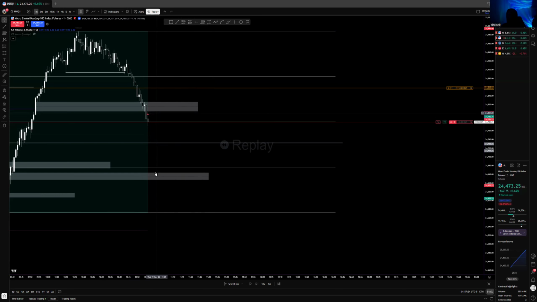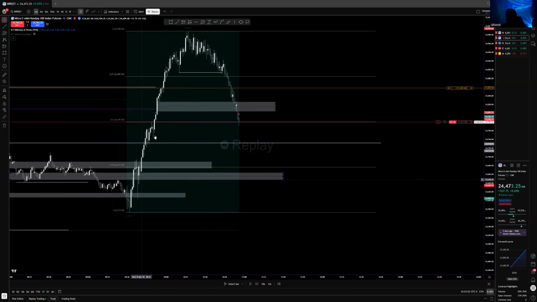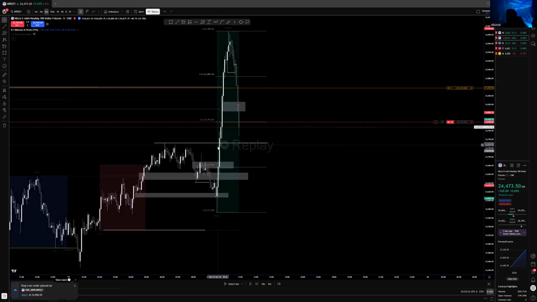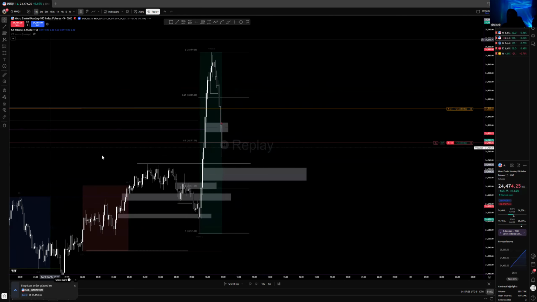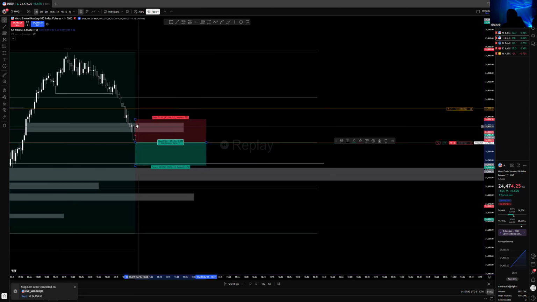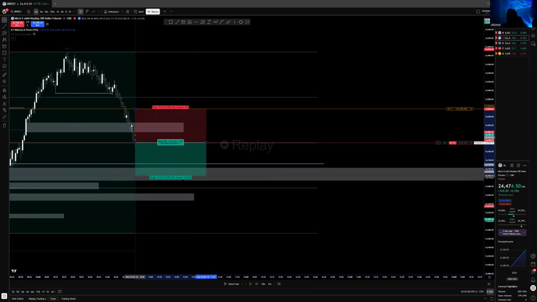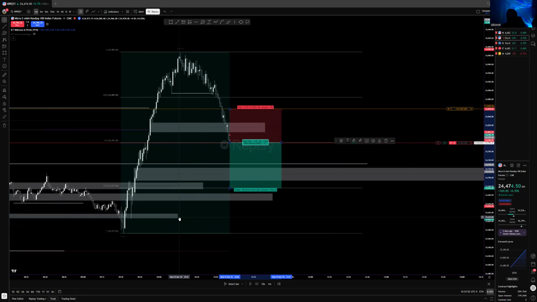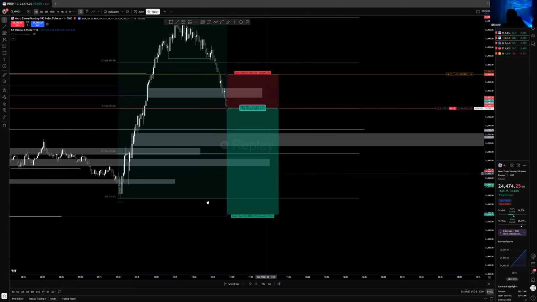And if it respects it, it's going to come back down somewhere to this, as I said, the 5 minute imbalance right here, which is in the discount zone. So it's a 1% entry right here. And then the stop loss and take profit: it's going to be this low, maybe the London low.